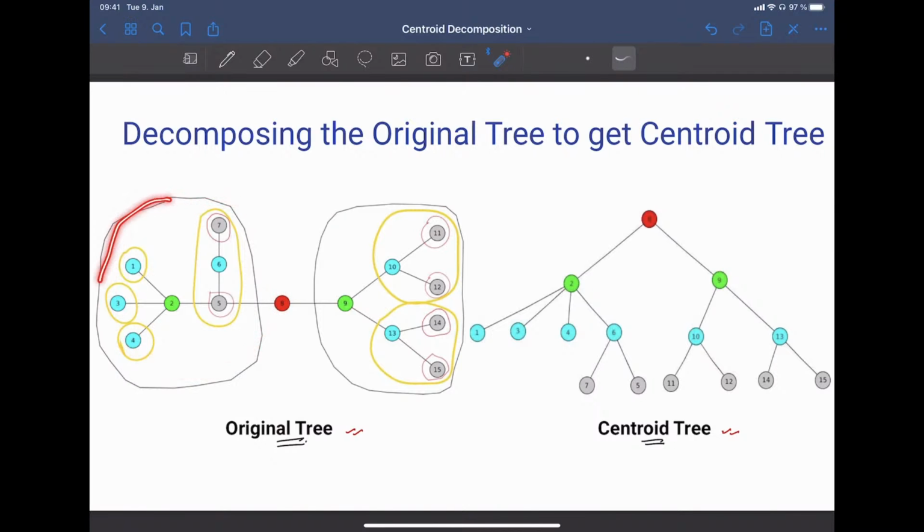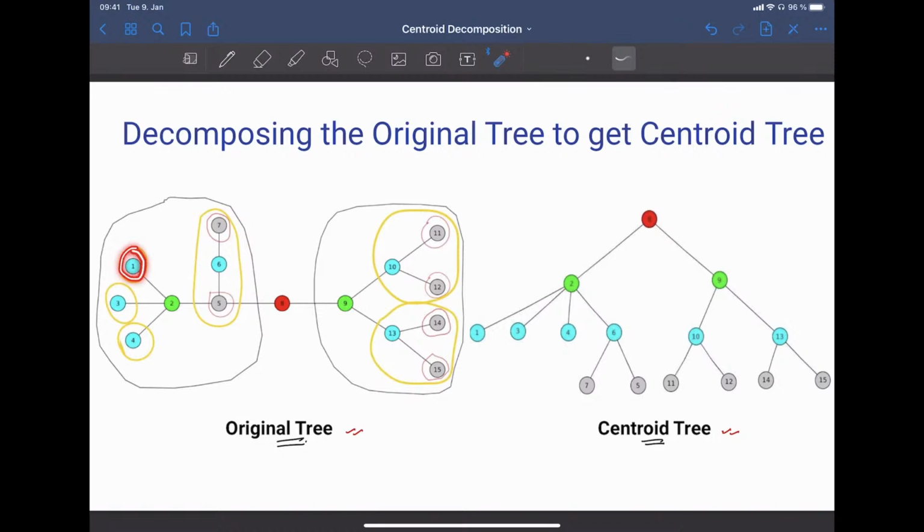Okay, so decompose for T1 will find the centroid for T1, which is node 2. Why is node 2 the centroid? Because the total number of nodes in this part is 7. If you remove node 2, you get subtrees with maximum size 3. So therefore node 2 is your centroid. You find node 2, you remove the corresponding edges, and you get 4 smaller subtrees. You recursively call decompose on these 4 smaller subtrees.